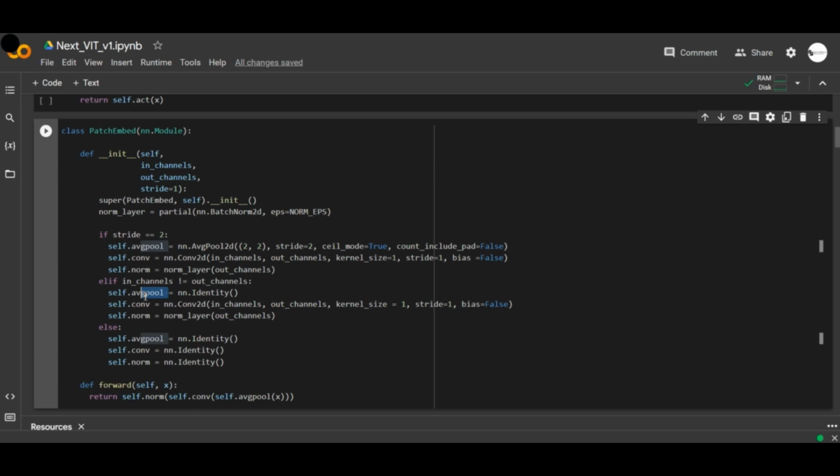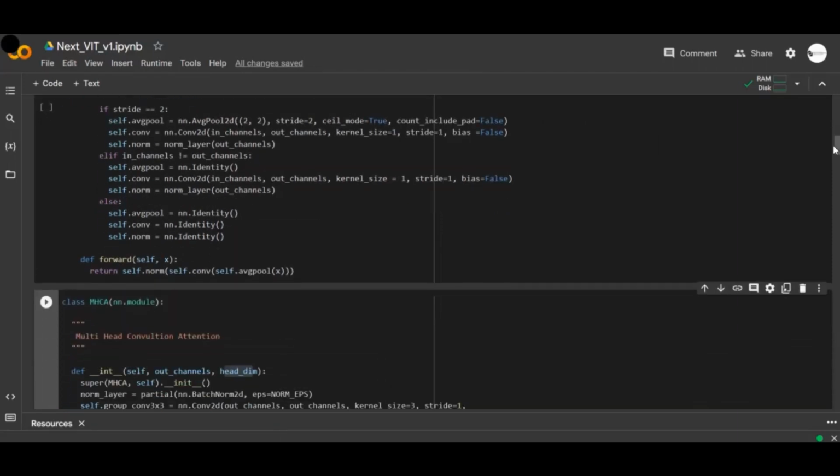Then this is going to be more like an average pooling. Then we apply a pointwise convolution of 1 by 1. Then we apply the norm. However, if the stride is not equal to 2 and the input channels are the same, then we apply the identity function, including the convolution and the norm. So yeah, that's what we do.